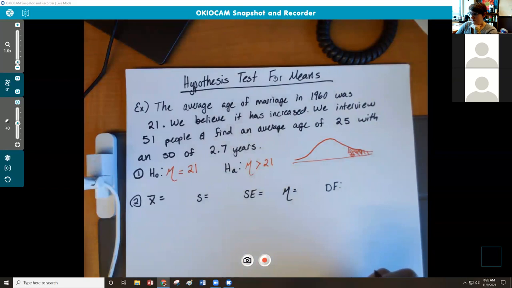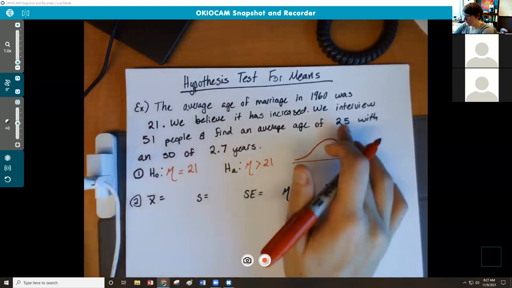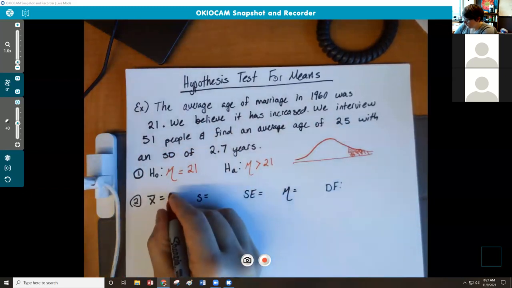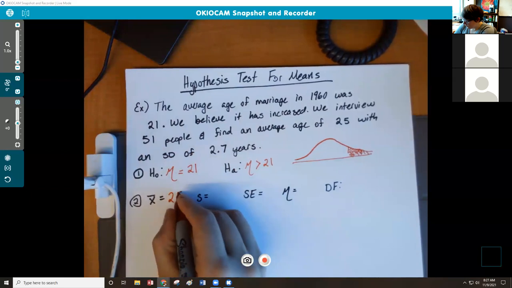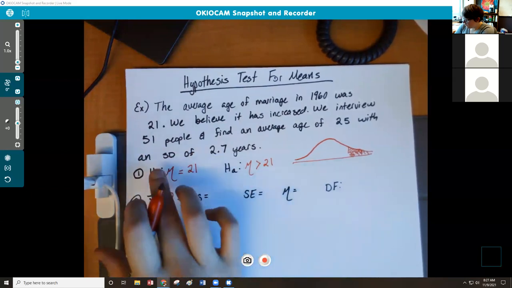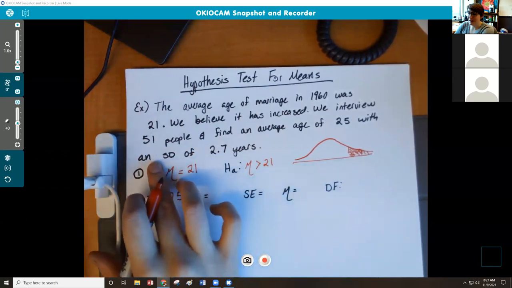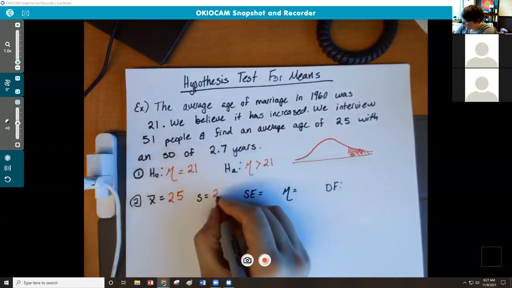All right. Next thing we want to do is identify what is x bar, s, the standard error, mu, and our degrees of freedom. So x bar, that's going to be the average of the sample. So when we interviewed 51 people, we found an average age of 25. So that 25 would be our x bar. We also found that this sample had a standard deviation of 2.7.